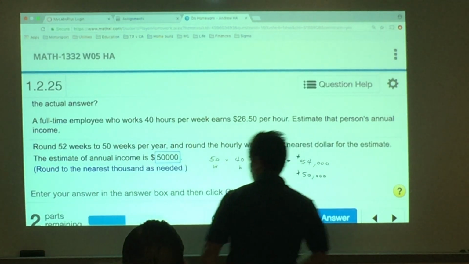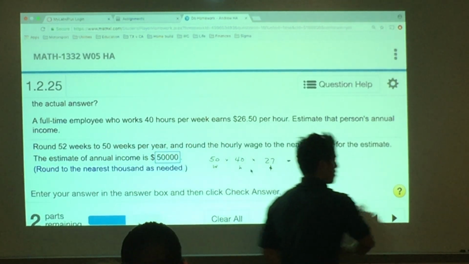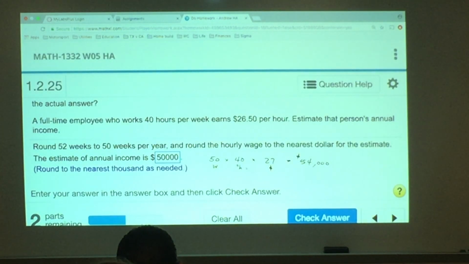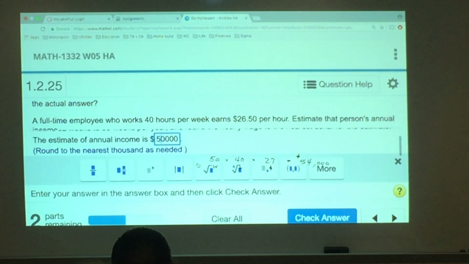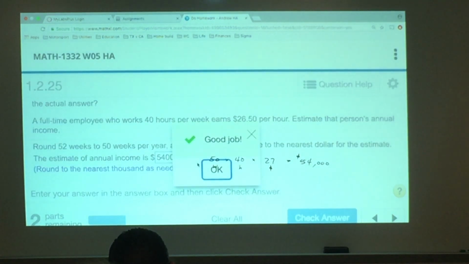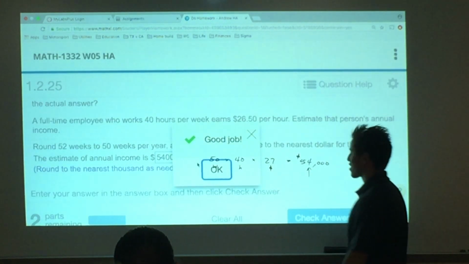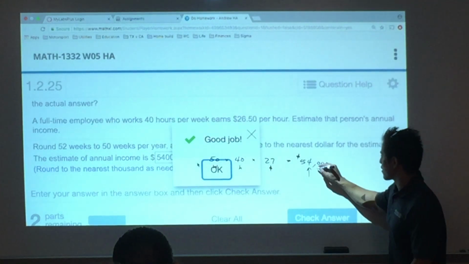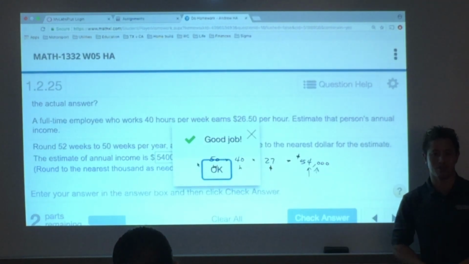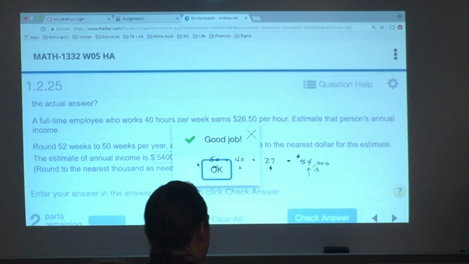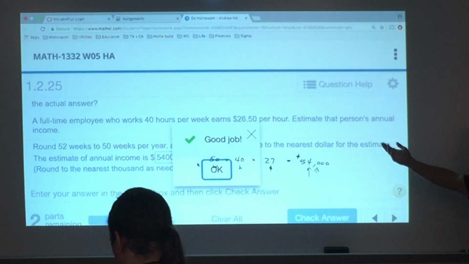Oh, the nearest 1,000. What am I doing? I just rounded to the nearest 10,000. Did you guys catch that? I literally just rounded to the nearest 10,000. That's why it's wrong. Good lesson. That's the thousandth place, right? So if I'm rounding to the nearest 1,000, that's what matters. Does that make sense, guys? And then if you want the exact, then you would do the exact number.